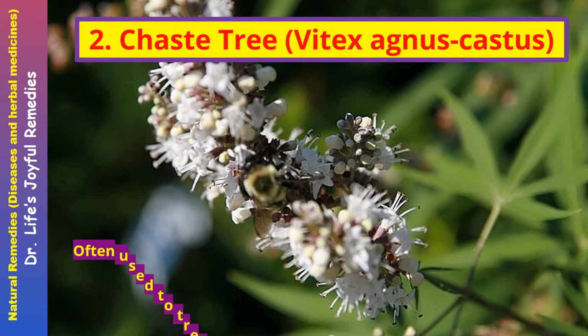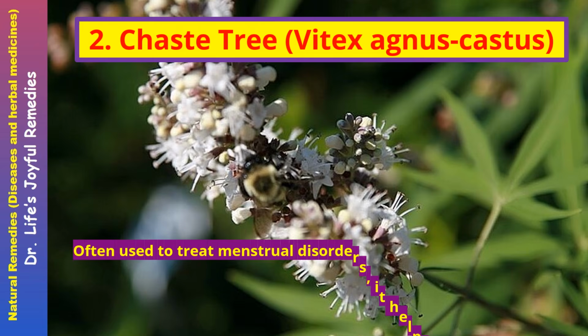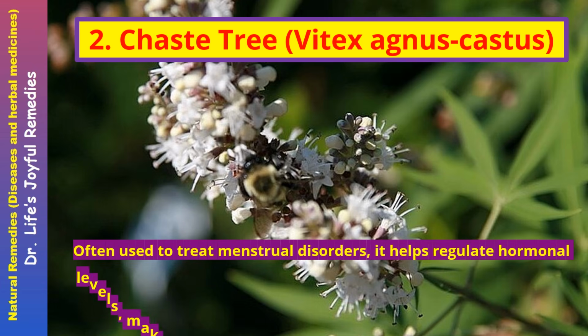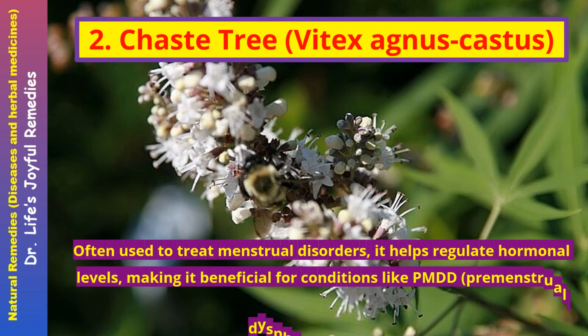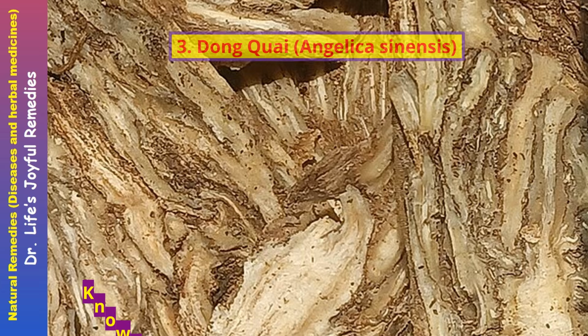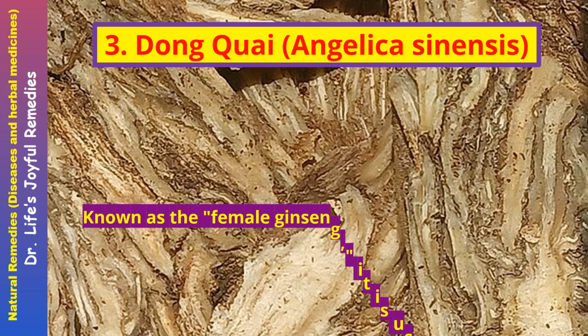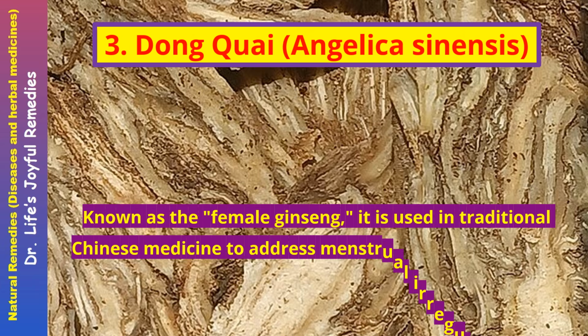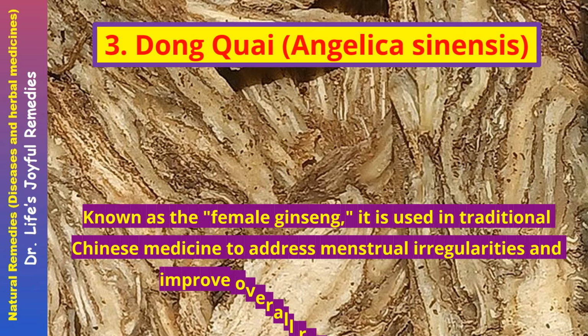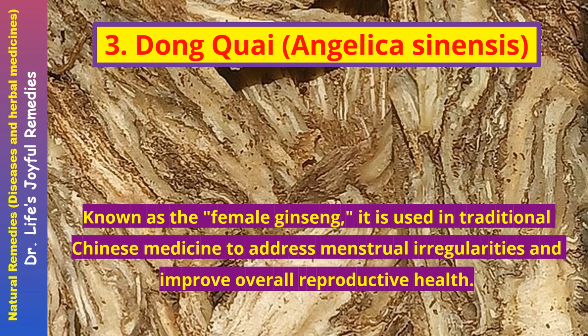2. Chaste tree, Vitex agnus-castus. Often used to treat menstrual disorders, it helps regulate hormonal levels, making it beneficial for conditions like PMDD, premenstrual dysphoric disorder. 3. Dong quai, Angelica sinensis. Known as the female ginseng, it is used in traditional Chinese medicine to address menstrual irregularities and improve overall reproductive health.